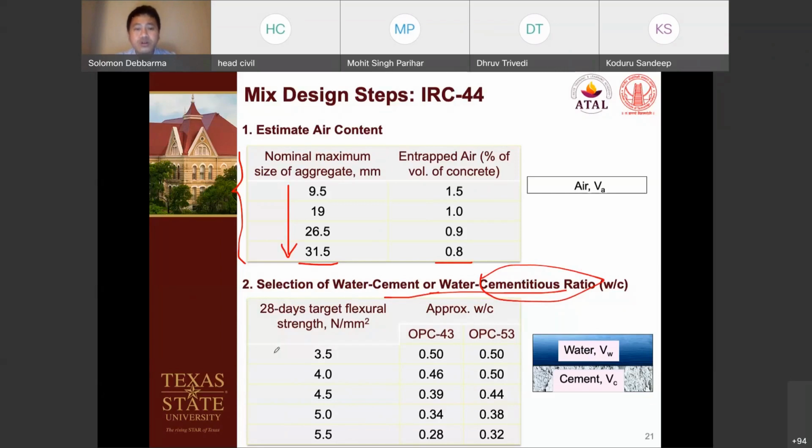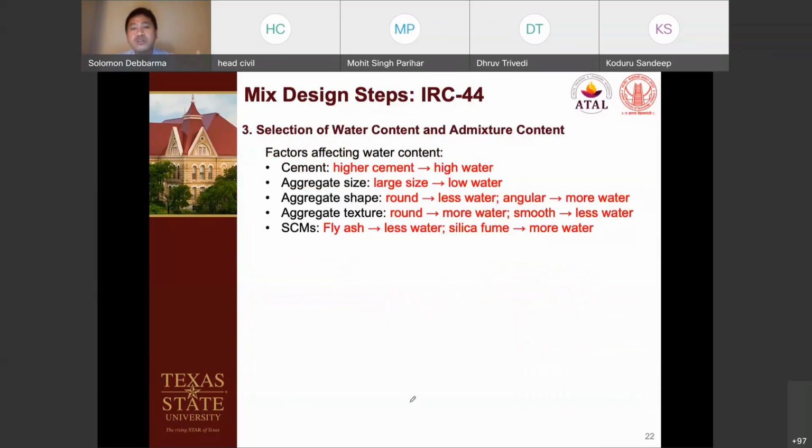IRC again has recommended this value. The water cement ratio can be determined based on the flexural strength. This is nothing but the water cement ratio law, which is Abraham's law. The principle here is the same. You see here, as the water cement ratio decreases, the strength increases. And if the strength decreases, the water cement ratio also reduces. Depending upon the type of cement, if we want to go for OPC 43 or OPC 53, we can simply determine the water cement ratio. Since for concrete pavements, the PQC, the minimum 28 days flexural strength is 4.5 MPa, and if we want to go for OPC 43 grade cement, then we can select our water cement ratio as 0.39. After that, we can calculate the water content and the admixture.